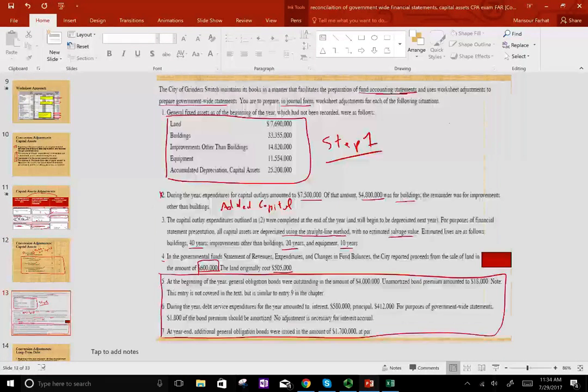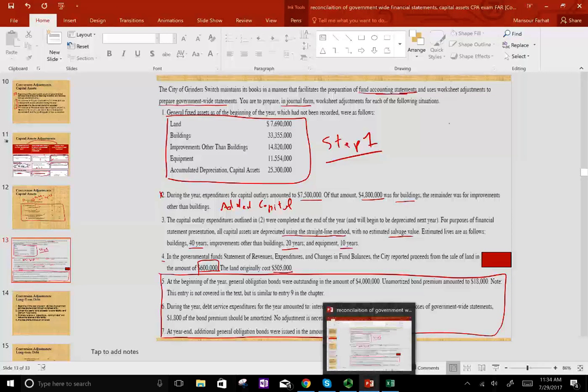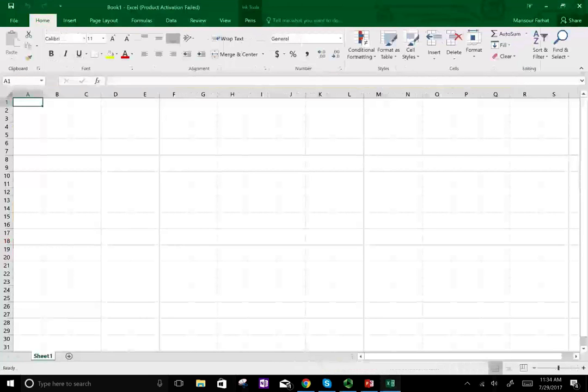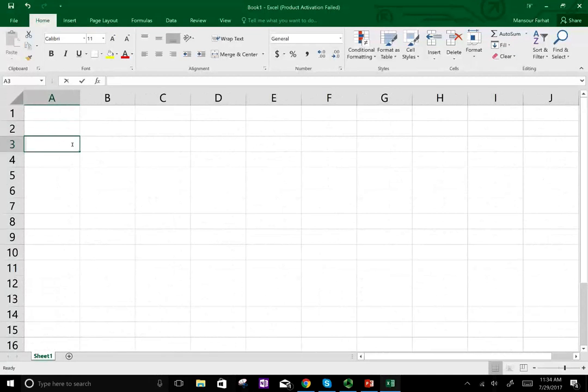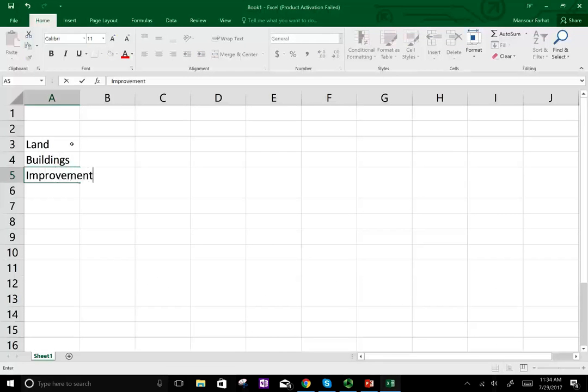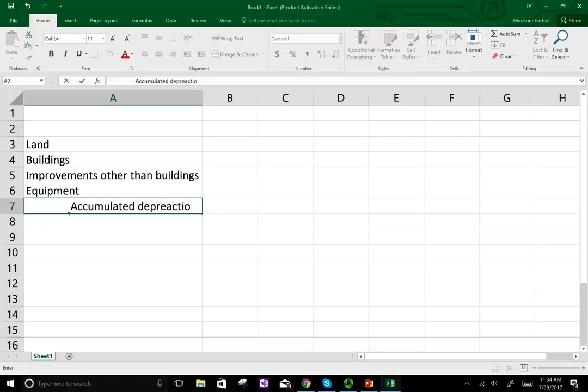We need to add all these assets in step 1, and their accumulated depreciation. Then the difference goes into net position. So I'm going to debit land, debit buildings, debit improvements other than buildings. Again, why are we doing this? Because every year we have to do this, because these are worksheet entries. They don't appear in the general ledger. Then we're going to have to credit accumulated depreciation. So let's go ahead and do so.